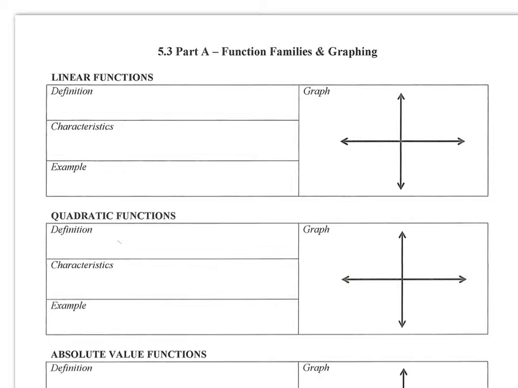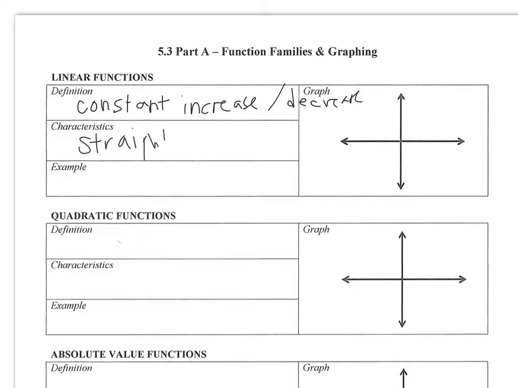So there are many different function families, but in Algebra 1 we're going to talk about 4 of them. So a linear function is a constant increase or decrease function. It has what we call a slope that's constant, and it makes a straight line. So the characteristics are it's a straight line. So an example would be y equals x plus 3.